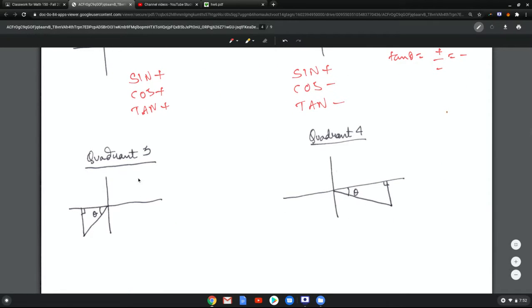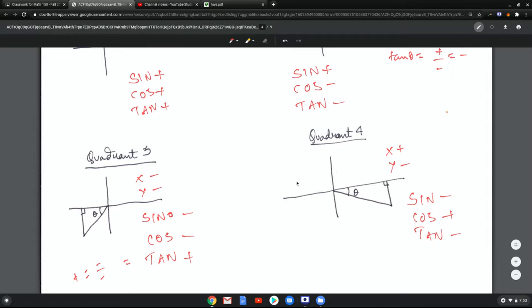In the third quadrant, x is negative and y is negative. So sine is negative, right? Cosine is negative. But tangent, which is negative over negative, is positive. In the fourth quadrant, we have x is positive, y is negative. So sine is negative, cosine is positive, and tangent is negative.